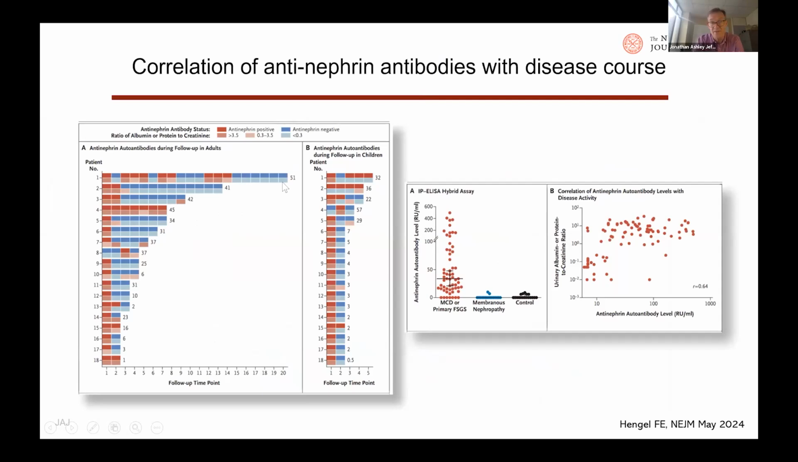They were able to identify some correlation again between anti-nephrin antibodies and disease course. Without going into this in detail, if you just look at this first patient here, number 1, when it's red, it's positive. So the top bar is positive antibodies with positive proteinuria. When they went into remission, the blue bars, the anti-nephrin antibodies were negative. They relapsed, and the anti-nephrin antibodies and proteinuria came back. In remission again, both negative. They were able to show this for a number of different patients in both adults and children.